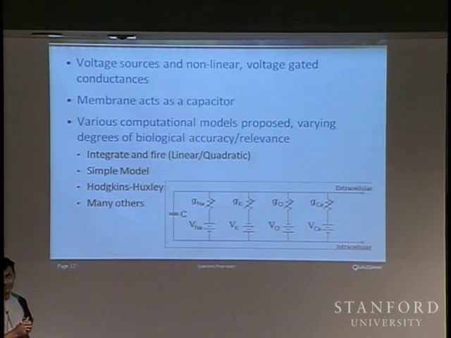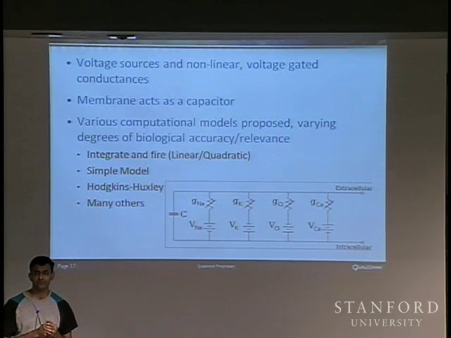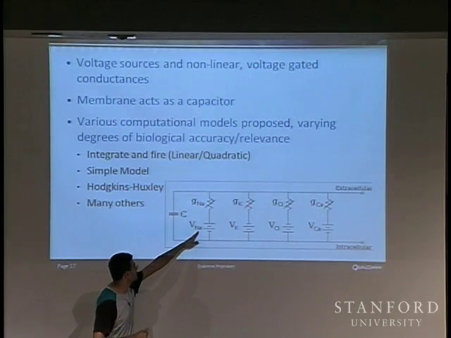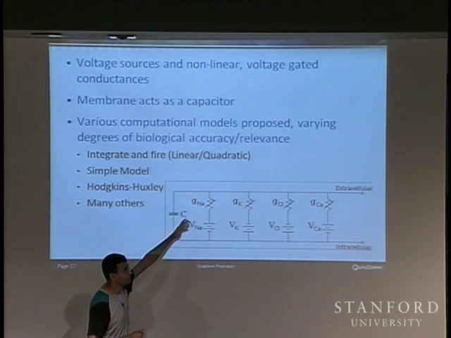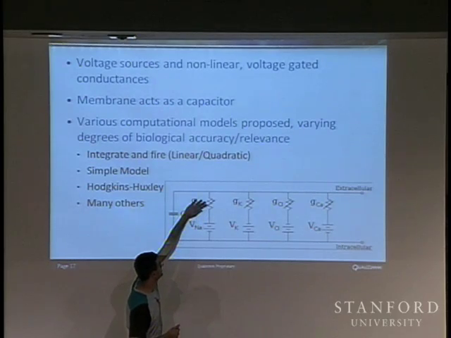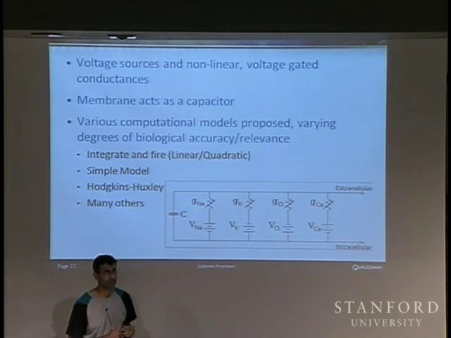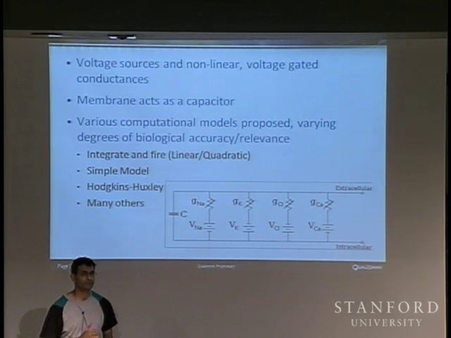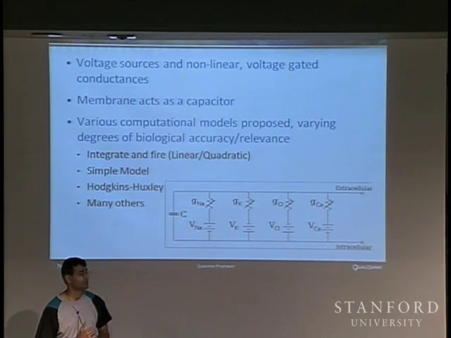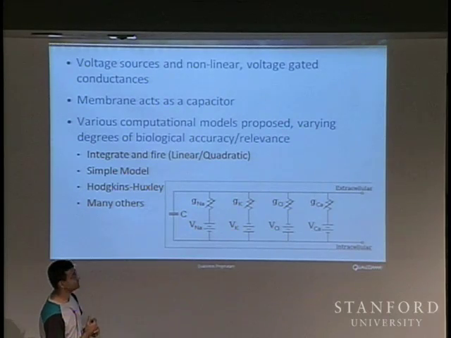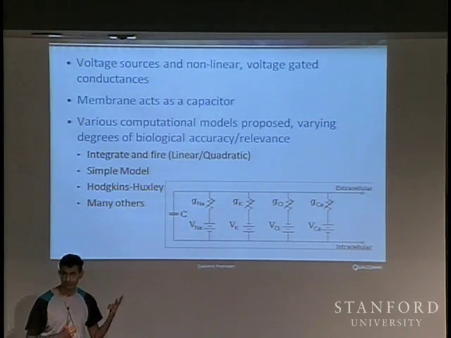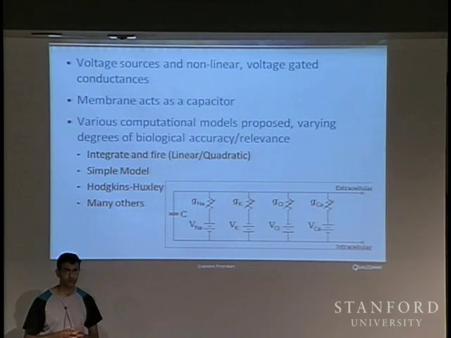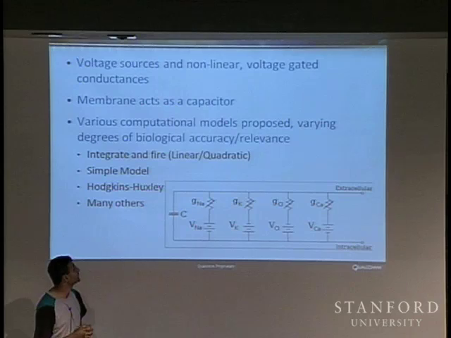So different computational models have been proposed. The simplest is an integrate and fire, or a leaky integrate and fire, where it just integrates stuff coming in, and this is not really considered to be nonlinear. That doesn't do too well. There are other models. There's one called the simple model, which is a pair of differential equations. That's the one we picked to use. I'll talk more about that.